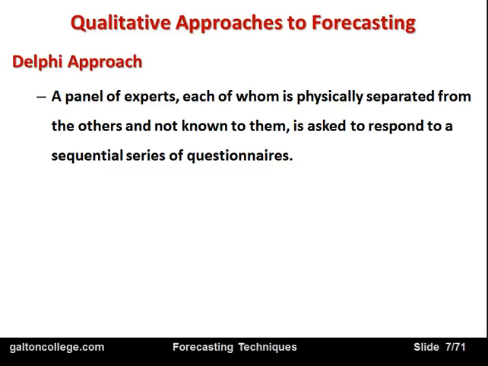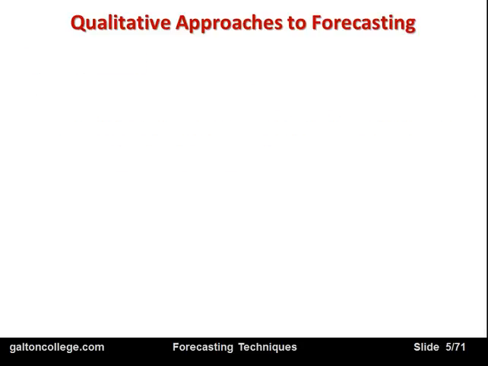Now, in this case, a panel of experts, each of whom is physically separated from the others and not known to them, is asked to respond to a sequential series of questionnaires. So we have a panel of experts, but they are not sitting together, they are kept apart. They don't know, in fact, who's on the panel, and they're asked to respond to a series of questions. So they're experts giving comments about an issue, and they're not in contact with each other.